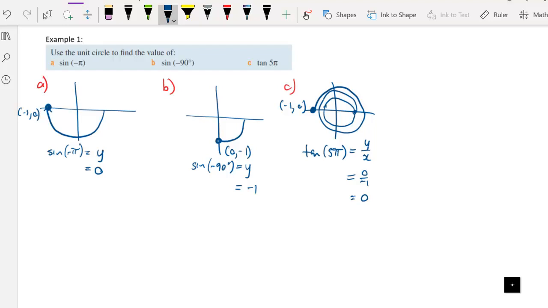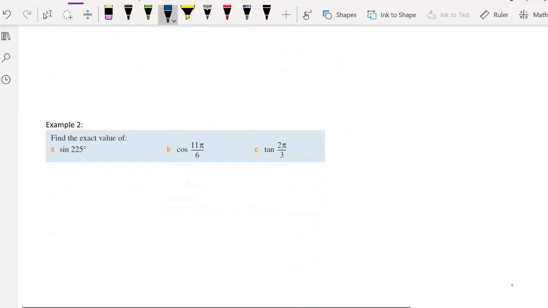So anything that's on an axis, it's just a matter of identifying where it sits, which axis it sits on, what's the x and y values, and what will it be. So if it's sine, it's y, if it's cos, it's x, and if it's tan, it's y on x. Okay, so we'll move on to example 2.